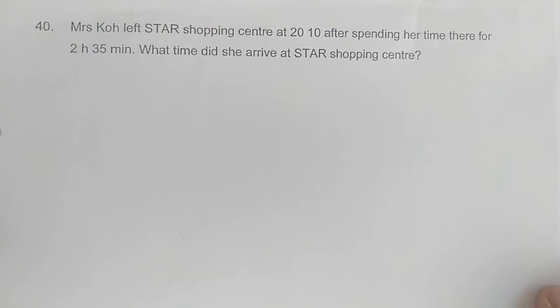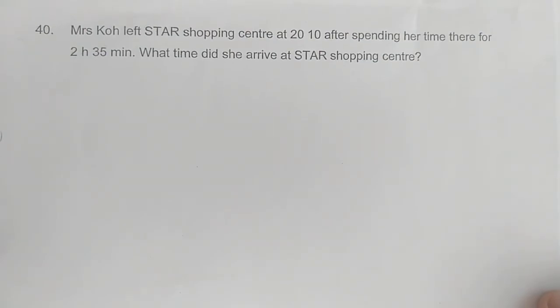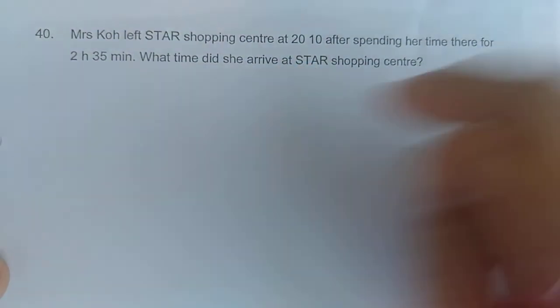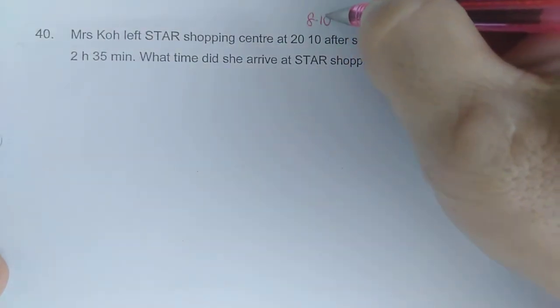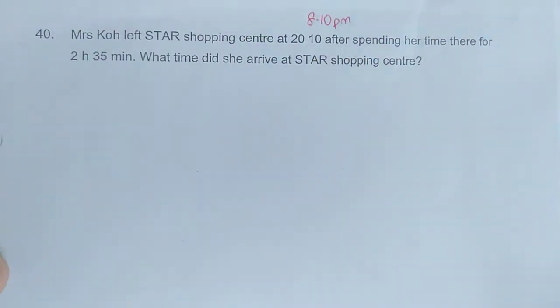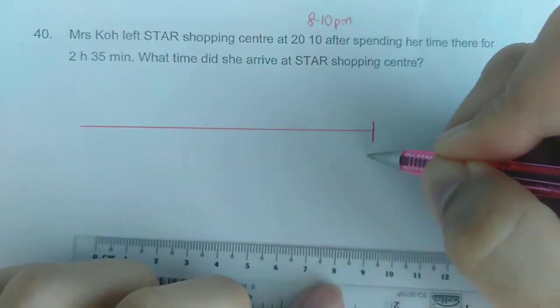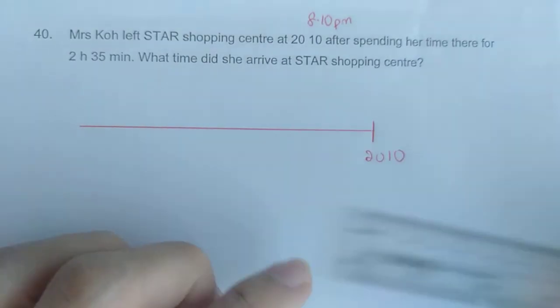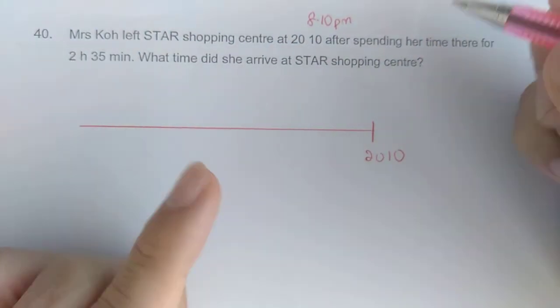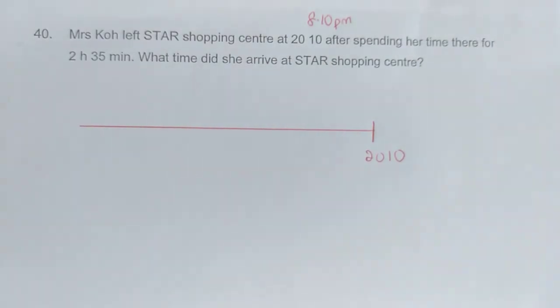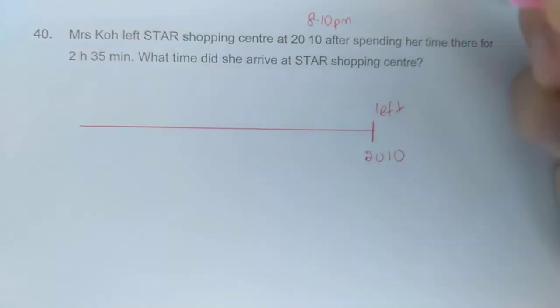Alright, last question. Miss Koh left Star Shopping Centre at 2010. This is a 24-hour clock. In a 12-hour clock, this will be 8:10 p.m. After spending her time there for 2 hours and 35 minutes. So this one is a work backwards question. She left at 2010, and she spent 2 hours 35 minutes there. So this is where she left. You are supposed to find out what time she arrived. That's your job.